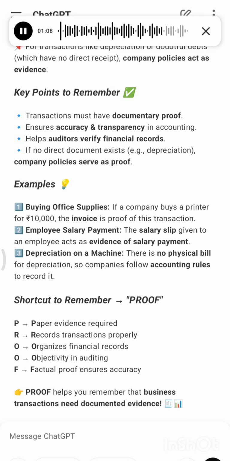Shortcut to remember. Proof records transactions properly. O: Organizes financial records. Objectivity in auditing. Actual proof ensures accuracy. It helps you remember that business transactions need documented evidence.